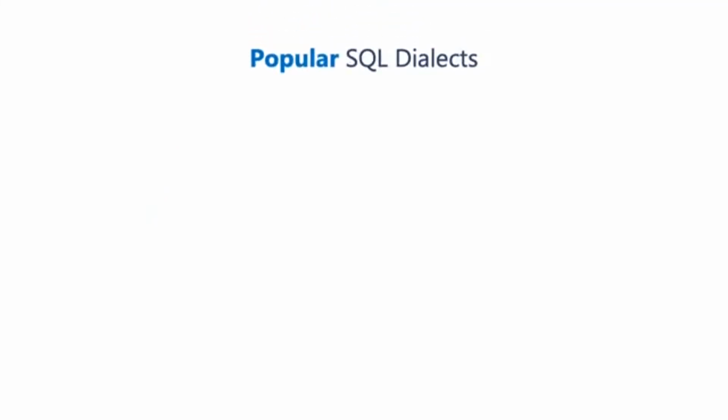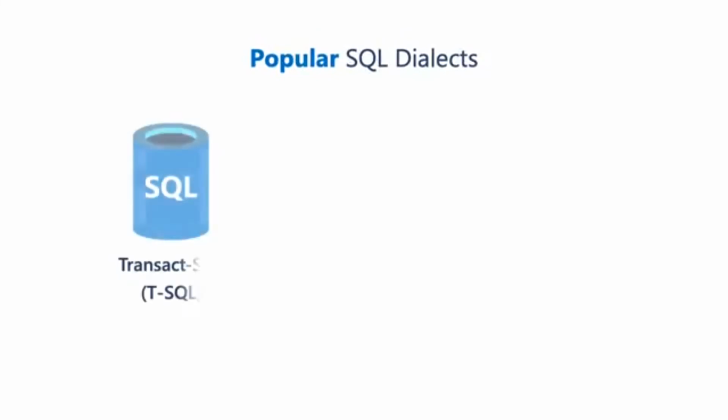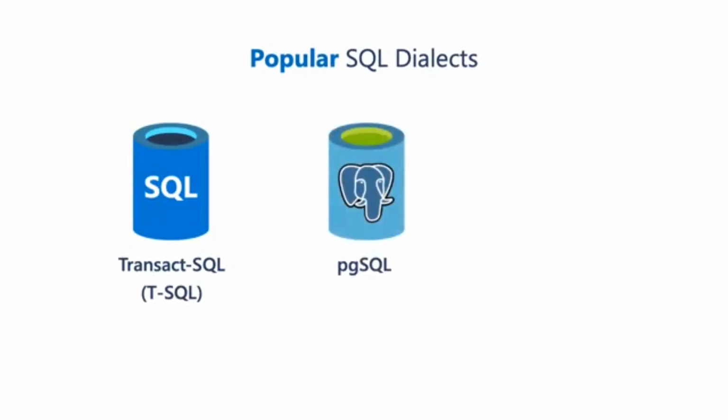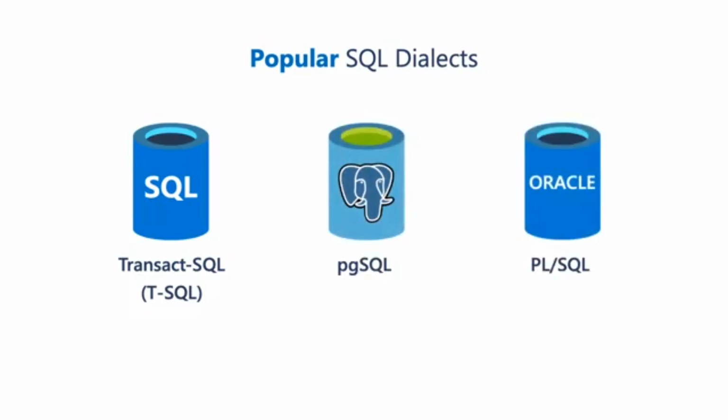Some popular dialects of SQL include Transact SQL, T-SQL. This version of SQL is used by Microsoft SQL Server and Azure SQL Database. PG-SQL. This is the dialect with extensions implemented in PostgreSQL. PL-SQL. This is the dialect used by Oracle. PL-SQL stands for Procedural Language SQL.